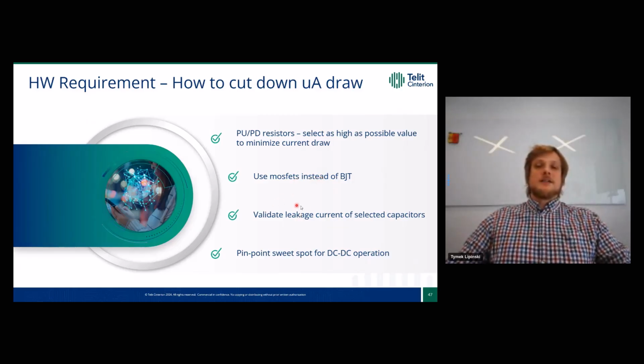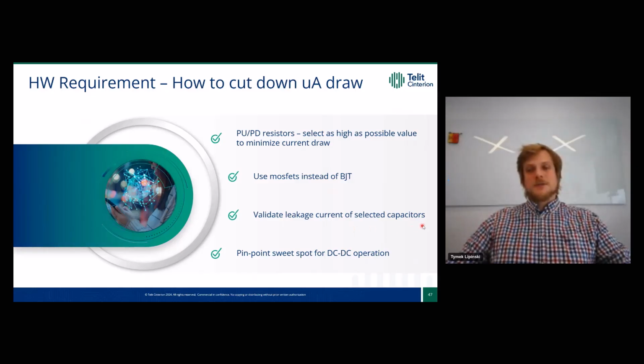We have to validate the leakage current of selected capacitors. So every single capacitor will have some kind of leakage current and self-discharge. We have to factor that in. That's a big consumer that is really silent and sometimes really difficult to notice. And we have to pinpoint the sweet spot for our DC to DC operation. We want to achieve as high efficiency as possible because we are not happy with wasting energy into heat.